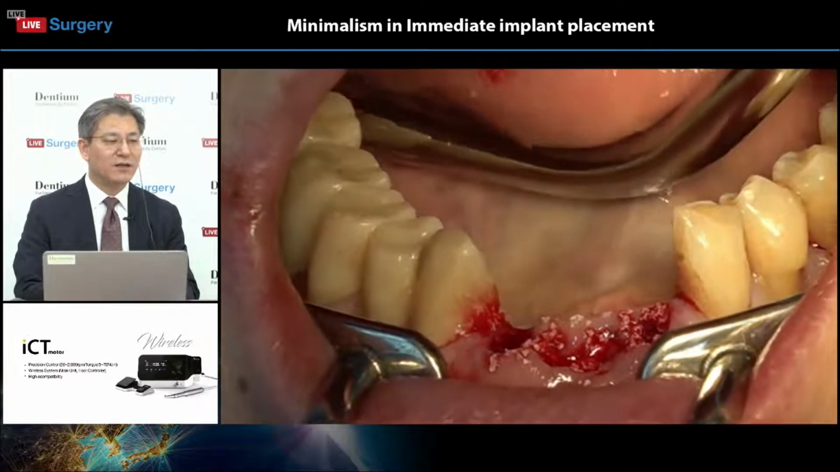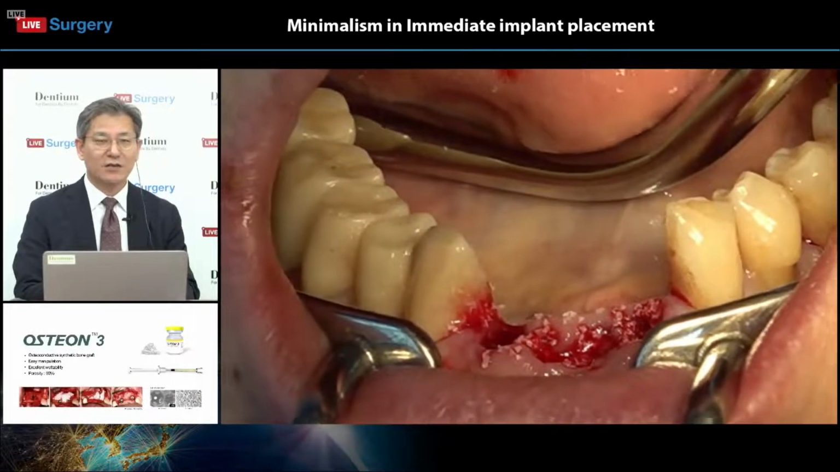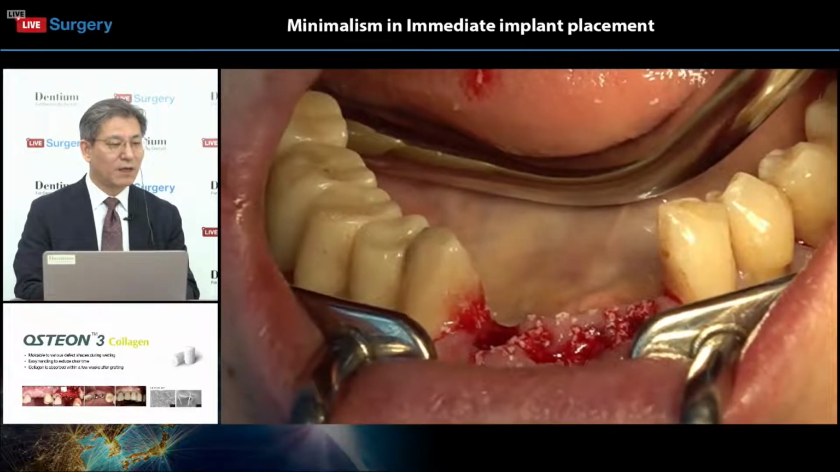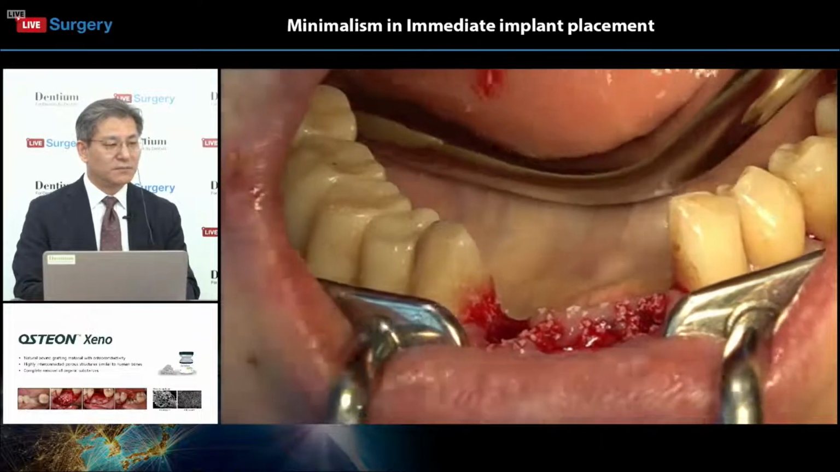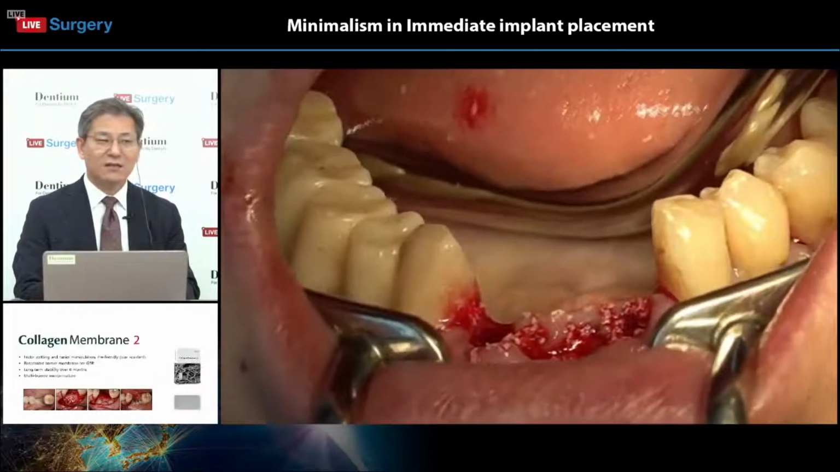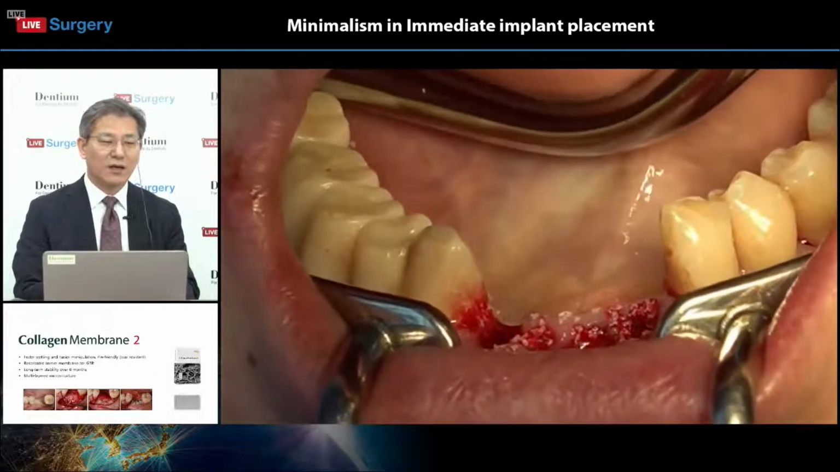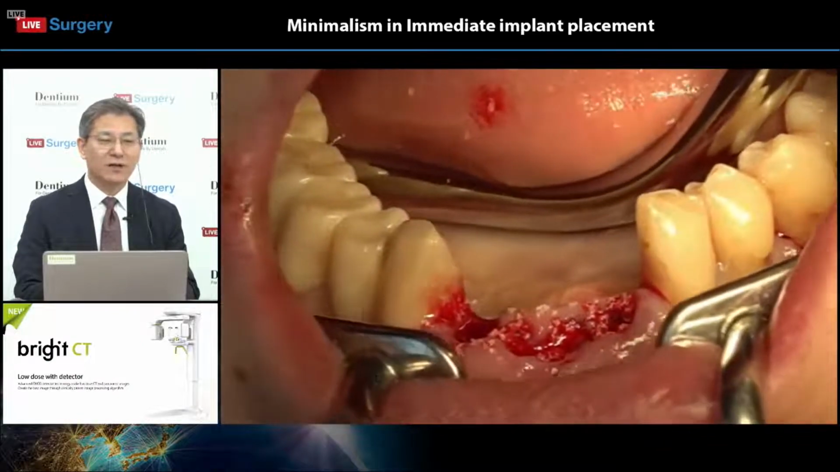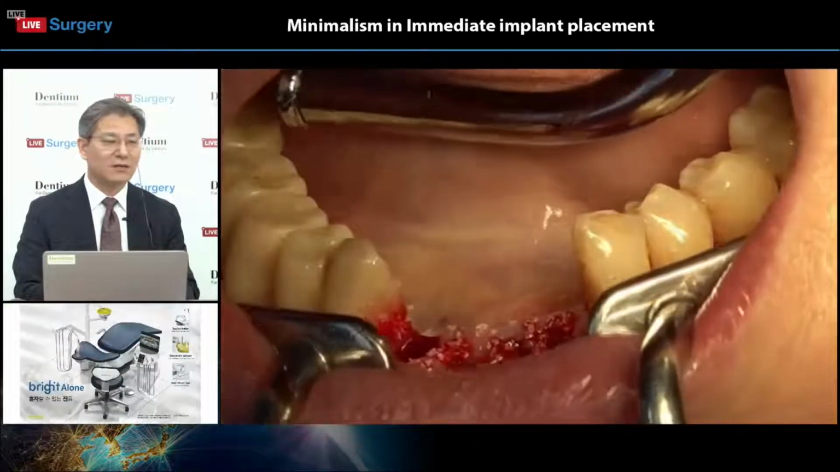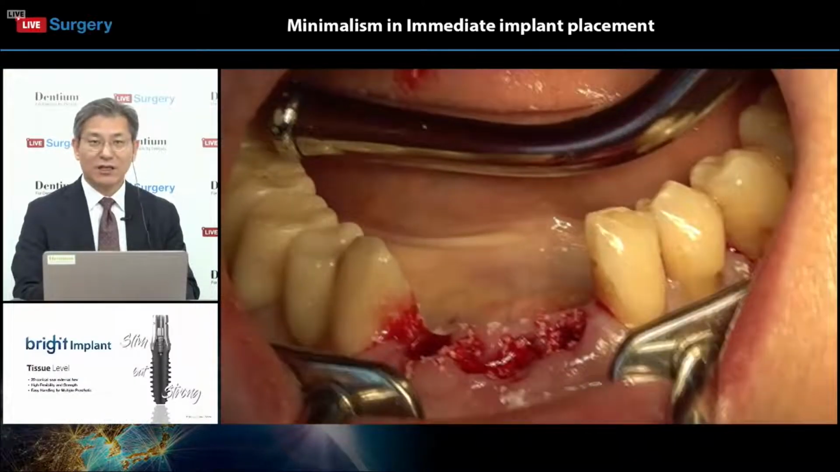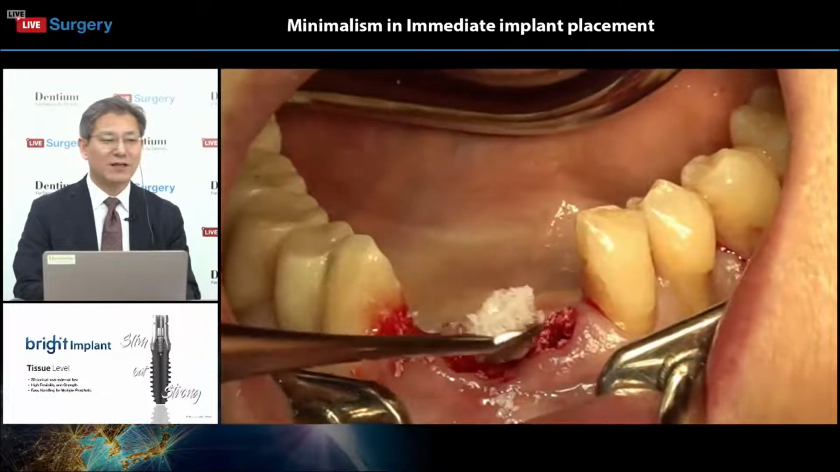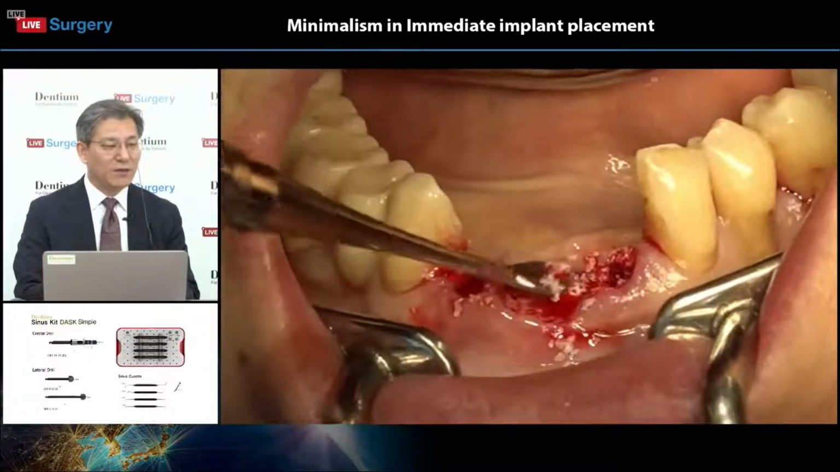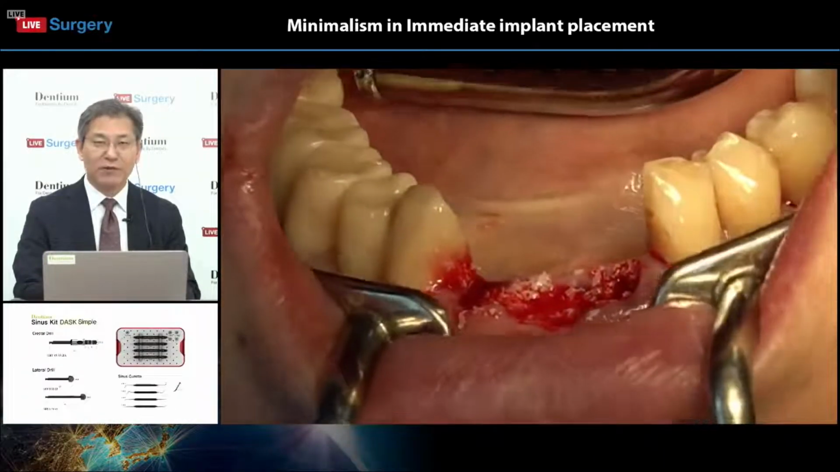Now he is considering the proper size of fixture. I think the length will be 9 millimeter. So the NTI tissue level implant has odd number lengths: 7, 9, 11, 13. So 9 millimeter is like a standard length, and the diameter maybe 3.5.